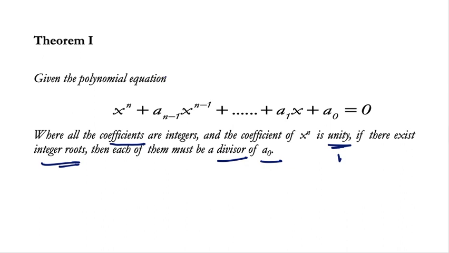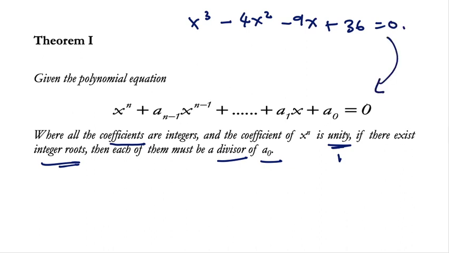All right, now, anyway, let's go back to this example. Let me rewrite it again. So we have x cubed minus 4x squared minus 9x plus 36 equal to 0.